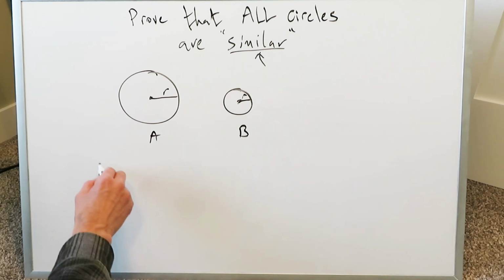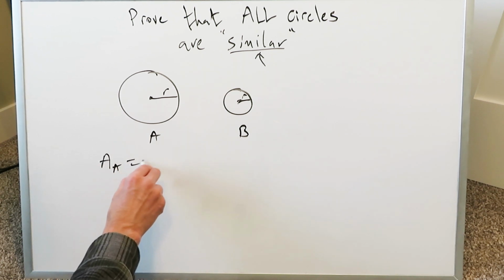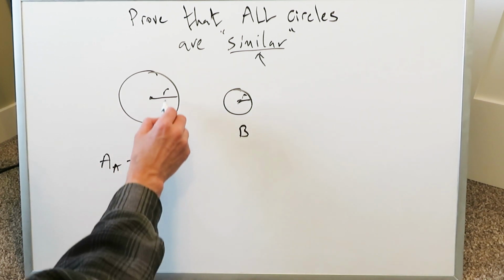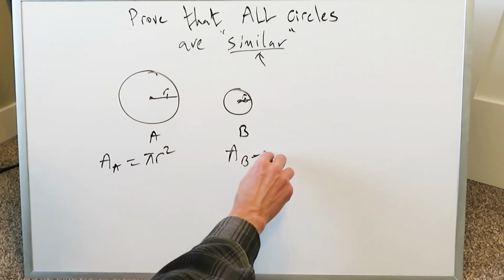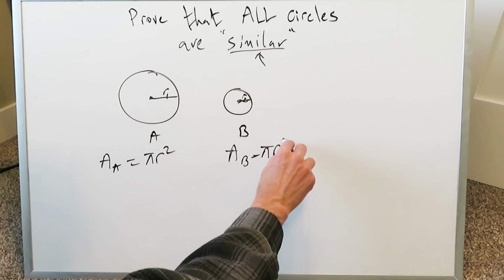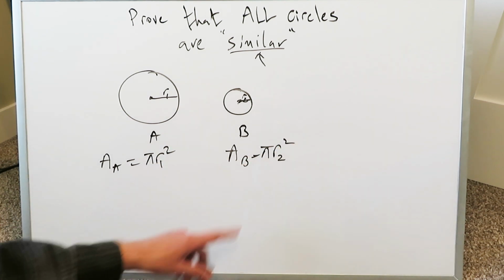Look over here at this. The area of circle A is pi r squared. Let's call this r1 and we'll call this r2. The area of circle B would be pi r2 squared. We can put this r1 squared and r2 squared.